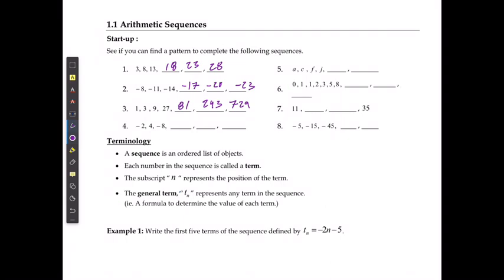In the fourth set, they're being multiplied again, but this time they're being multiplied by negative 2. And I'm going to get positive 16, negative 32, and positive 64.